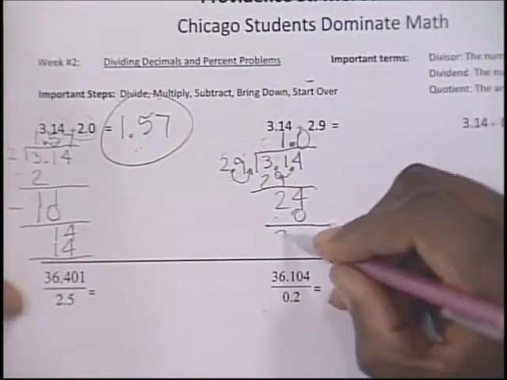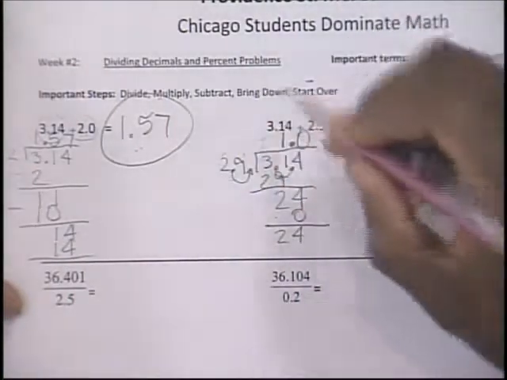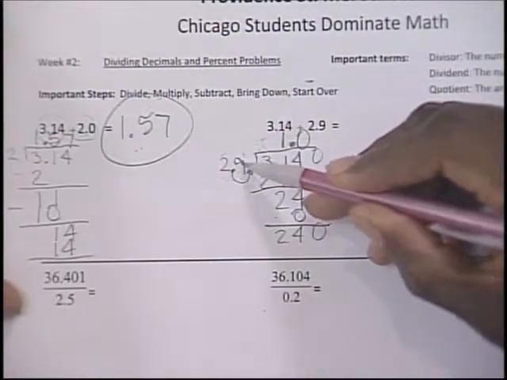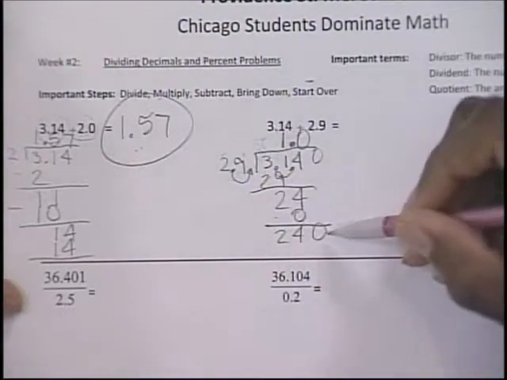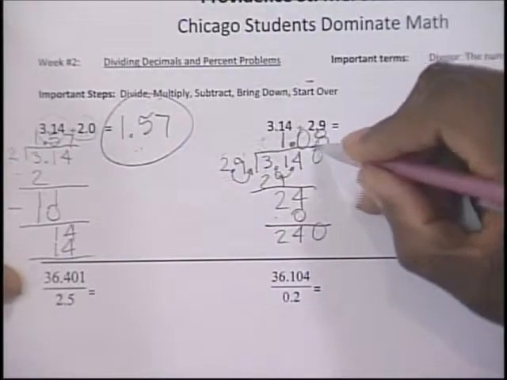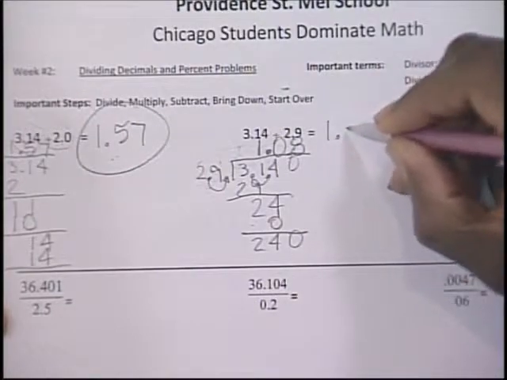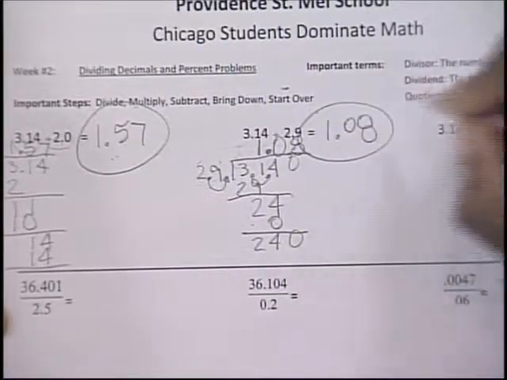Now let's subtract. You get 24. After you subtract, you bring down a number. Let's bring down 0. And then you ask yourself, how many times does 29 go into 240? And I think that's 8. All right, so let's just stay with that as a final answer. 1.08. Final answer.